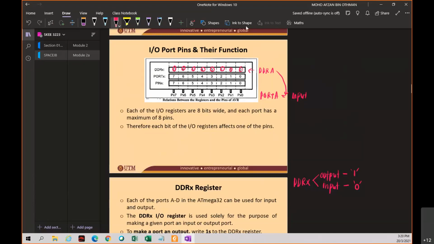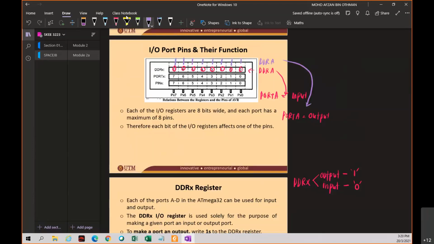Okay, kalau saya nak jadikan port A saya sebagai output, so apa yang saya kena buat? Kalau port A sebagai output, saya kena letak 1. Okay, 1, 1, 1, 1, 1, 1, 1, 1 dekat DDRA saya. So automatic DDR port A akan jadi output.